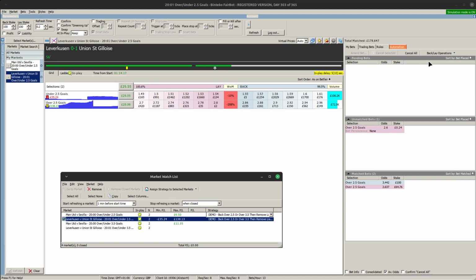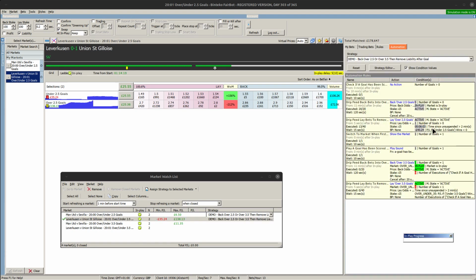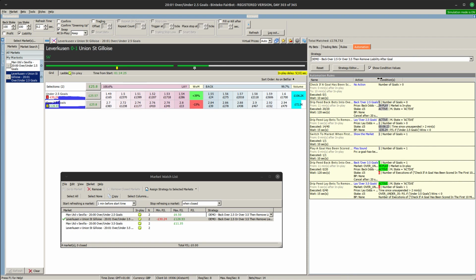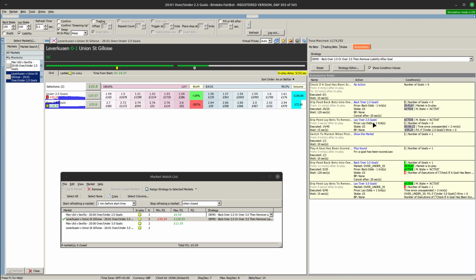The way to mitigate that would be to change this thing here, if I move this over a bit, and ask for slightly higher odds as your lay, simply to make sure it gets taken.